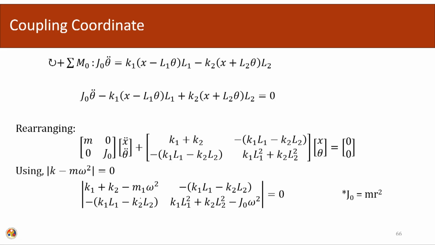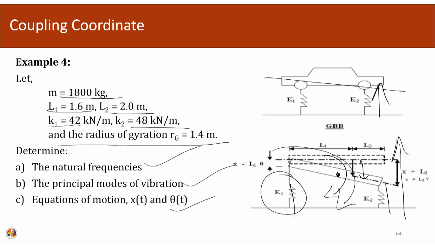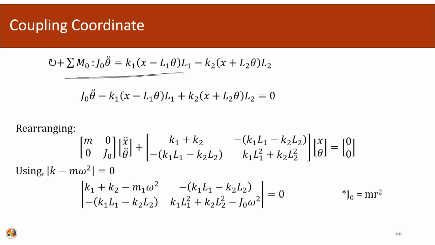Similarly, if we consider the rotation, and if we take the rotation about O, we are considering O out here. So, we are taking the rotation about O. So, this is the component due to the rotational inertia and the rotational moment due to the two springs.